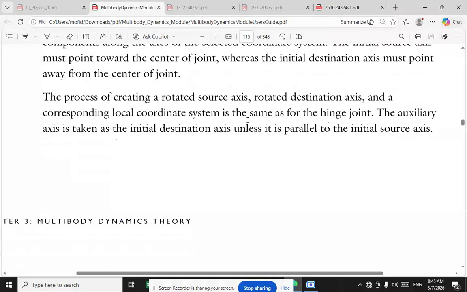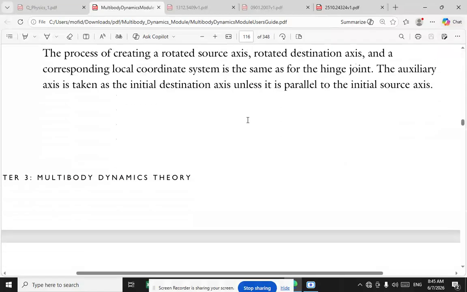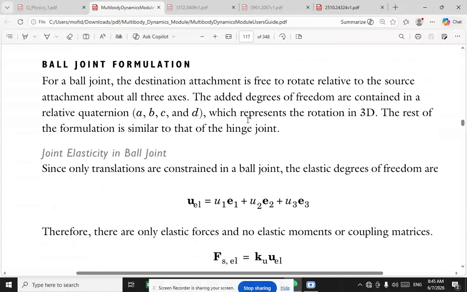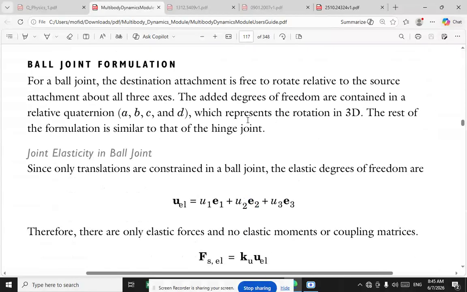The process of creating a rotated source axis, rotated destination axis, and a corresponding local coordinate system is the same as for the hinge joint. The auxiliary axis is taken as the initial destination axis unless it is parallel to the initial source axis. Now I want to go through the ball joint formulation.